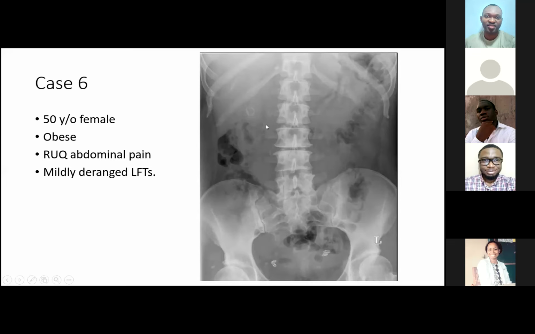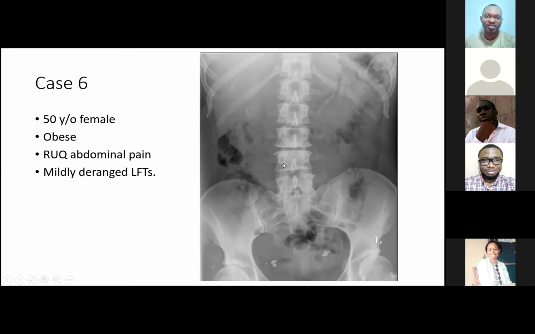Just go for it. What's in the right upper quadrant? A fairly well circumscribed, I think oval, where the wall is opaque, with hyperopacity of the wall. I think it has a gallstone. Yes, good. I 100% agree. But it's more than just one gallstone. There are several gallstones on there. So despite this not being the appropriate examination, it did show multiple gallstones.